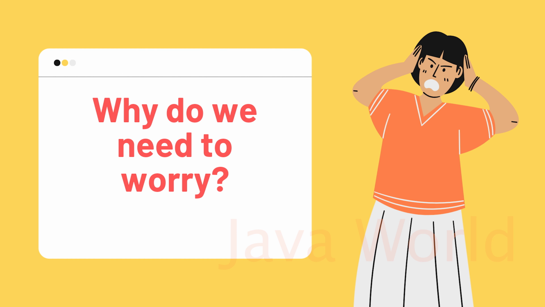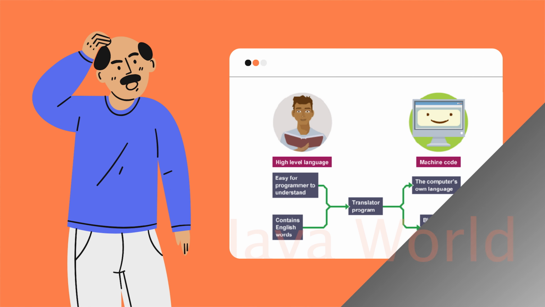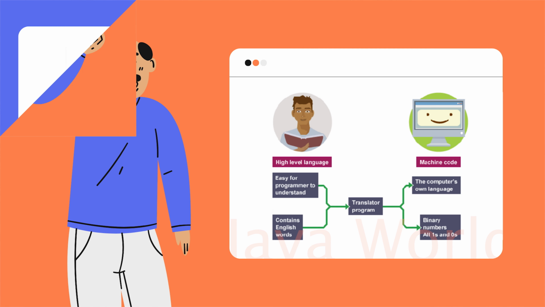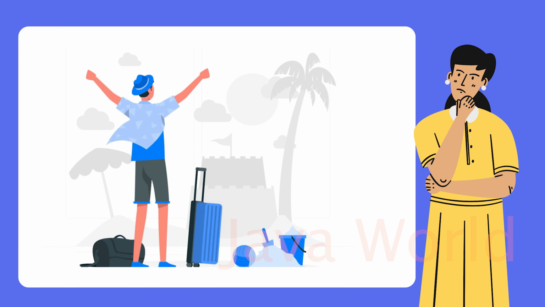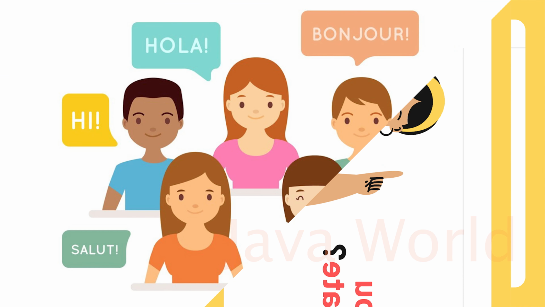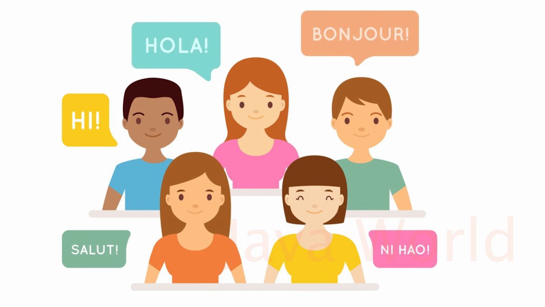Why do we need to worry about the platform for running the program? To understand this, we need to know how programs are running inside a computer. Imagine this: you are traveling to another country and you do not know the language spoken in the host country. How will you communicate? A lot of ways there. Having a translator with you is one of the simple ways.